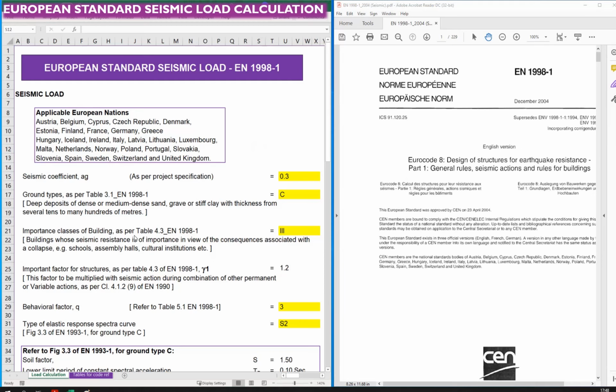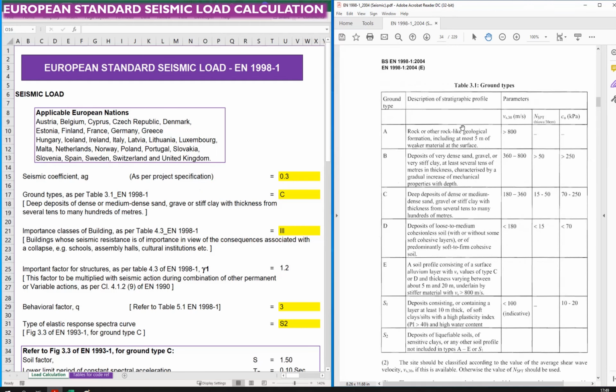First we need the input of the seismic coefficient ag. Generally this should be provided by the project owner, or it should be available in the project technical specification. So here I am considering 0.3 for our calculation purpose. Ground types should be referred as per Table 3.1. For that we need to go to page number 34.